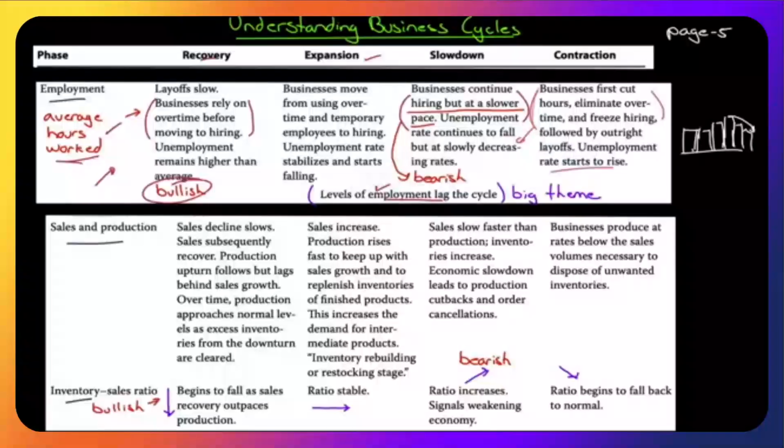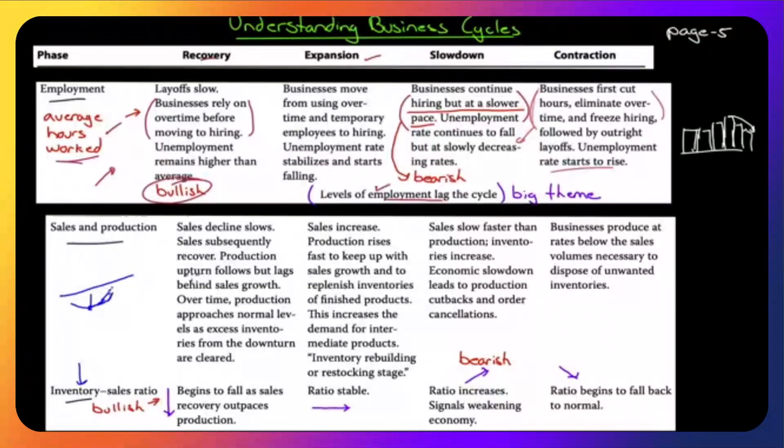Look at sales and production, and here we'll combine it with the inventory sales ratio. In a recovery, sales declines slow. Going into a contraction, when actual GDP drops below potential, sales volumes drop. Here, sales decline slows in the recovery because we are past the trough and moving up into the recovery. If this is the long-term trend, we're somewhere down here, and the output gap is beginning to narrow.